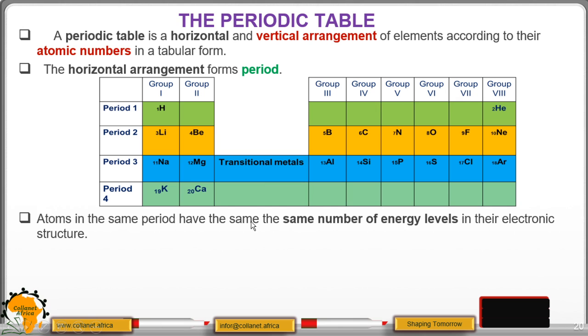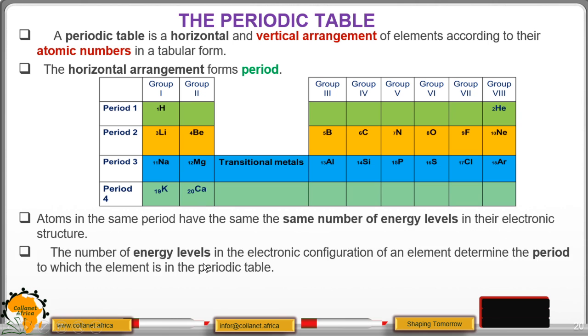Atoms in the same period have the same number of energy levels in their electronic structure. The number of energy levels in the electronic configuration of an element determines the period to which the element belongs in the periodic table, like the one shown above. So hydrogen and helium belong to the same period, while potassium and calcium belong to the same period. They have 4 energy levels, with the first carrying a maximum of 2, the next carrying 8, the next 8, and the last 2, to make 20 electrons.